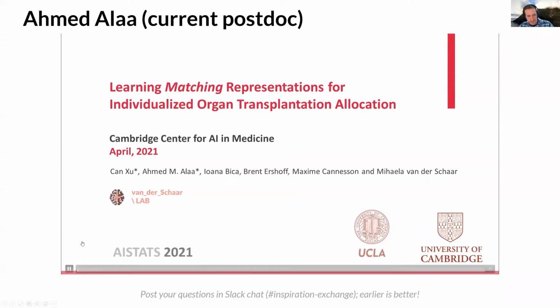Hi, I'm Ahmed, and today I'll be presenting our work on learning matching representations for individualized organ transplant allocation. This work has been accepted for AISTATS 2021, and it's a joint work with Kanju, Joanna Bika, Brent Ershoff, Maxime Cannocent, and Mihaela van der Schaar.